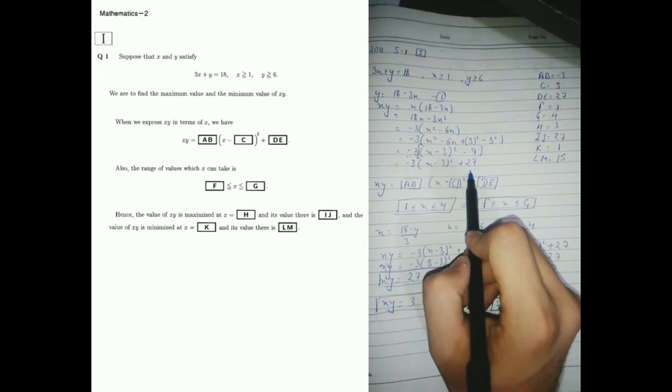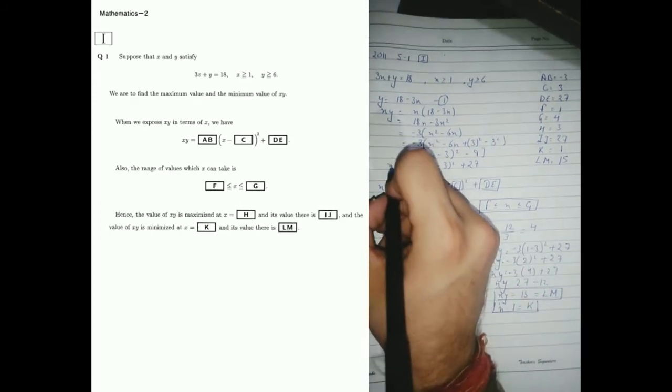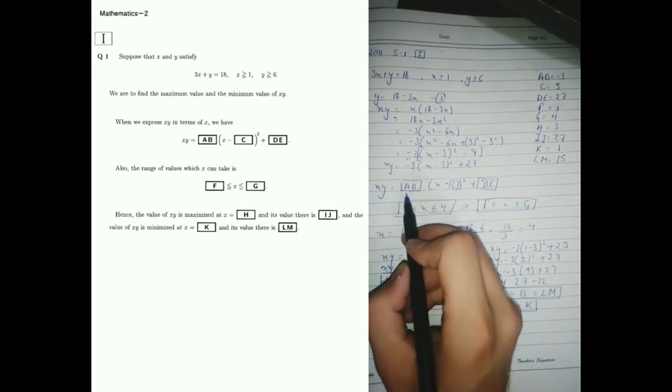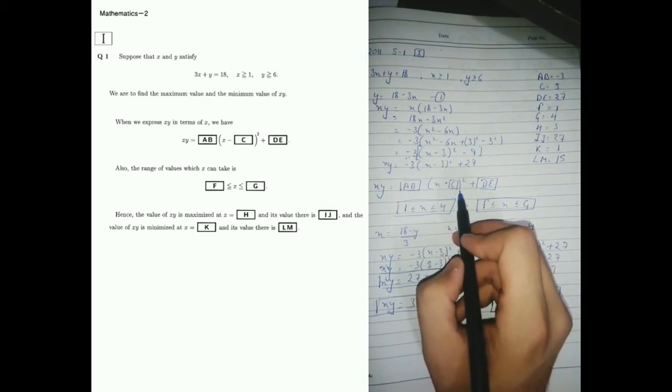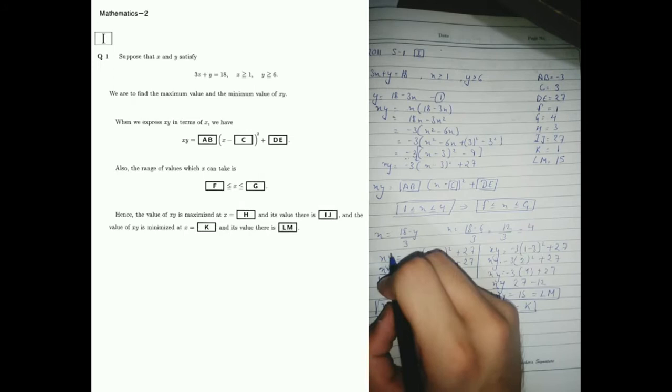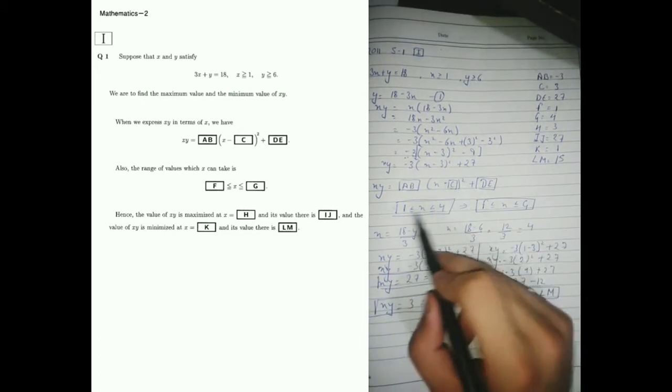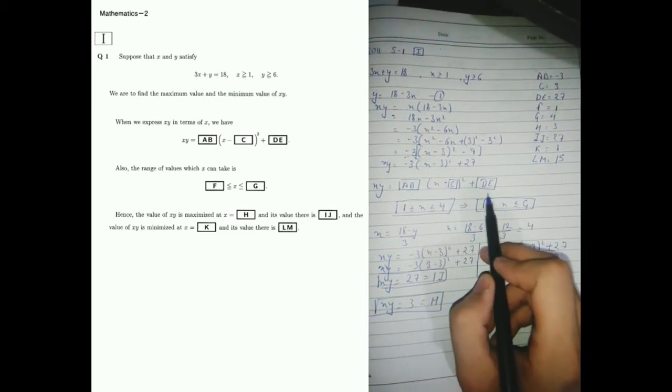So we can see this equation has come out to be our xy. And we also know that in the question we have been given the equation xy is equal to AB times x minus C whole square plus DE. So our equation is also similar. So AB is equal to minus 3, C is equal to 3, DE is equal to 27. So we have got all these alphabets.